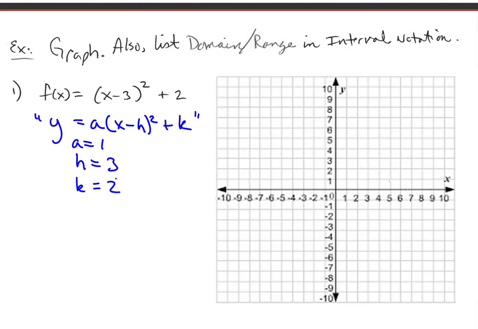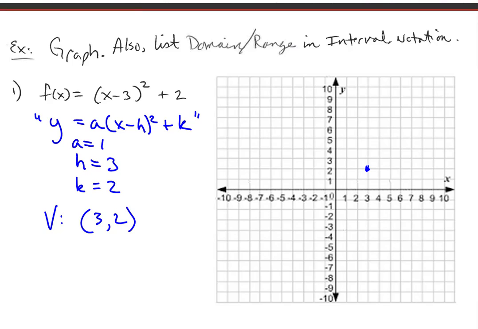All right, now if we know that we're in vertex form and we know the values for the vertex, why don't we start plotting this graph by understanding the vertex to be the point, remember it's h comma k, so that'd be 3 comma 2, given the values of this function. So we can go ahead and just plot a point at 3 comma 2 on our graph, knowing that that's the vertex.